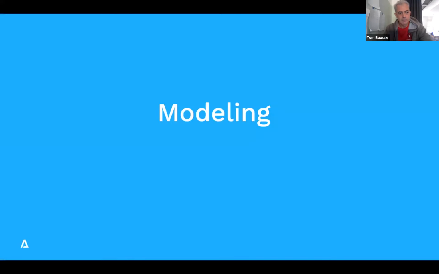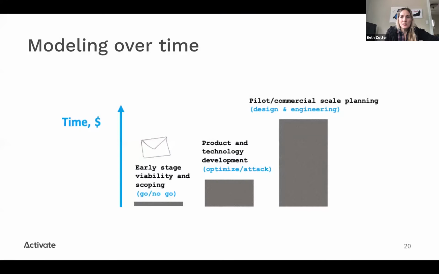Okay. So now I'll just jump into modeling a little bit. This is the progress of a typical modeling effort over time in a typical company, right? And so again, I can't emphasize how important it is to do the uncomfortable back of the envelope estimates at the very beginning. I'd say right now, and then as you move forward, developing a more detailed bottom-up techno-economic model would become more and more important.